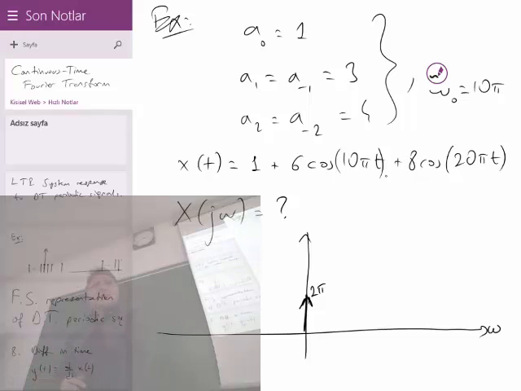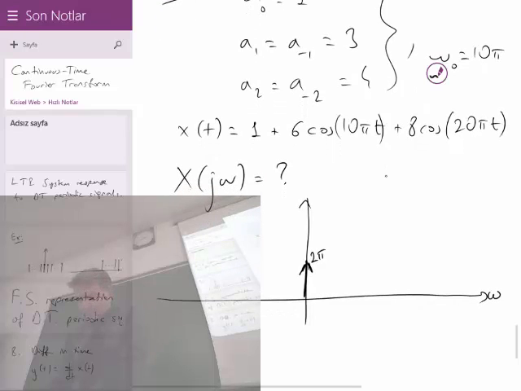Where's the next impulse? The next impulse is at the corresponding frequency, which is 10 pi. Let's assume it is here, 10 pi. And I have to insert an impulse here. What is the magnitude of that impulse? It is 2 pi times a1, and that is 3. So it is 6 pi, a much larger impulse.